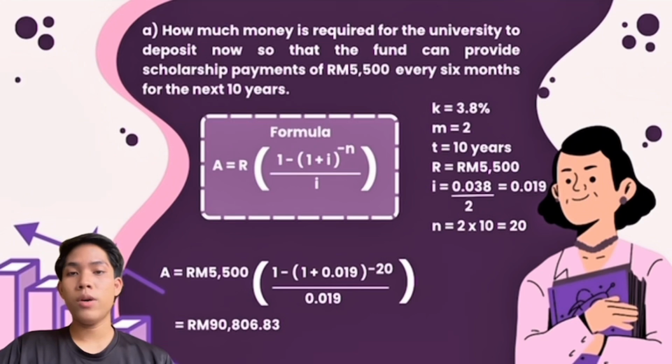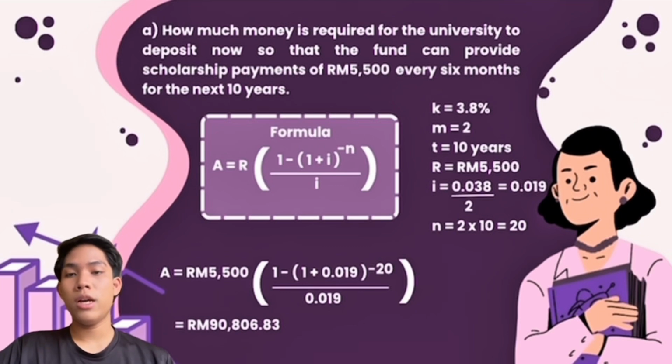The formula used is A equals R times (1 minus (1 plus I) to the power of negative n) divided by I. So put out the information. K equals 3.8%, M equals 2, T equals 10 years, R equals RM 5,500, I equals 0.038 over 2 equals 0.019, N equals 2 times 10 equals 20.